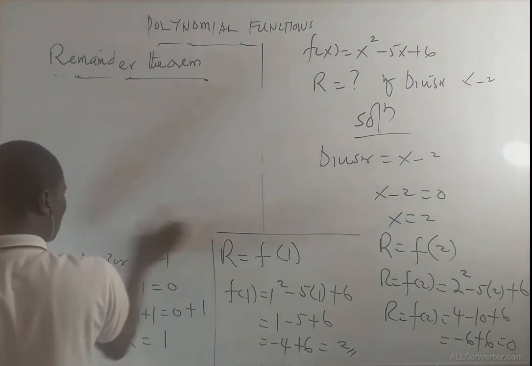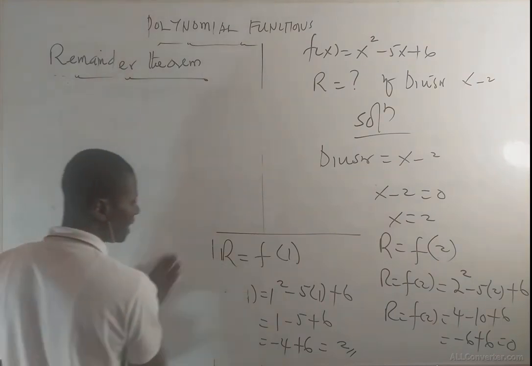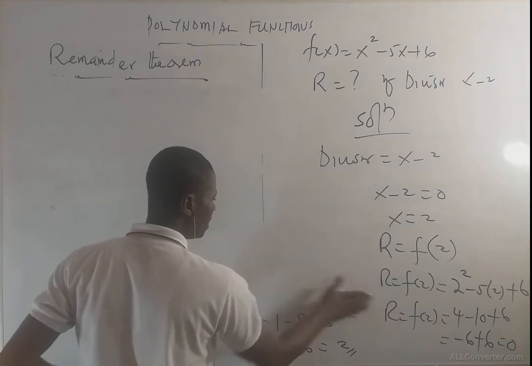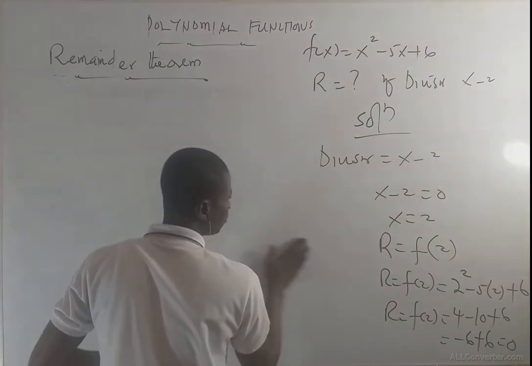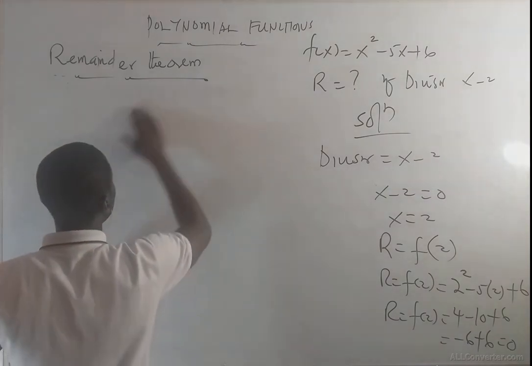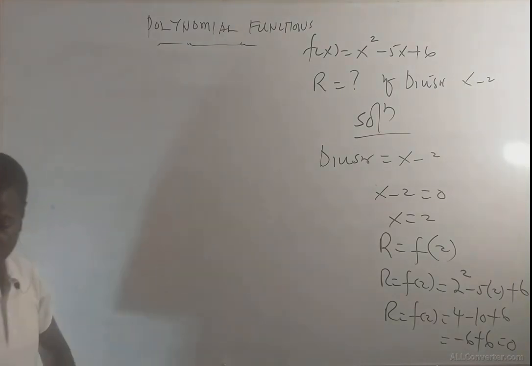So if you are asked to find the remainder when a polynomial is divided by an expression, just equate that expression to 0. Make x the subject. Whatever you are getting for x, take it back into the original question and try to find the value. Whatever you get is what we call the remainder.